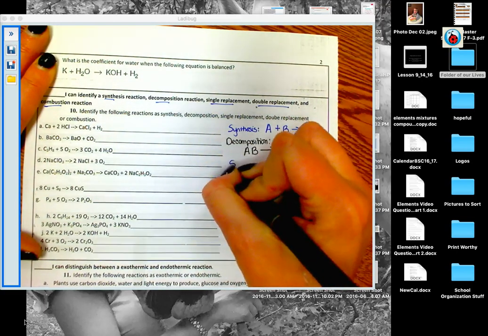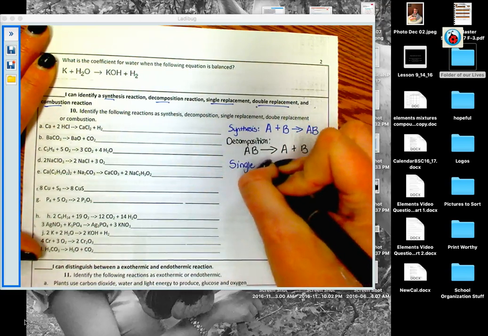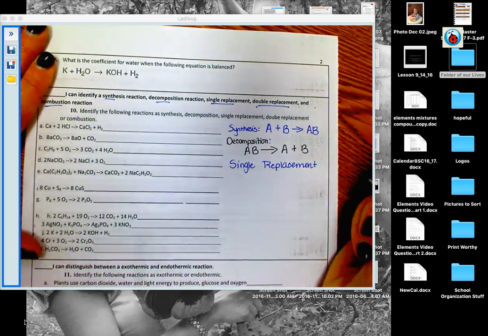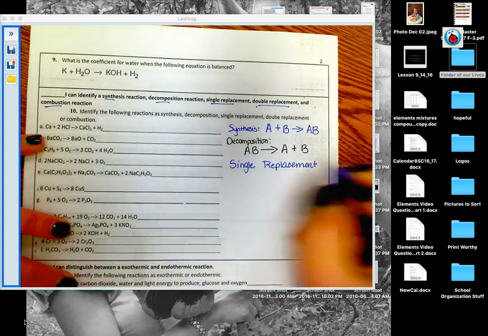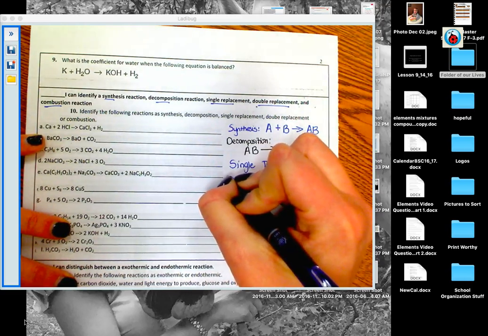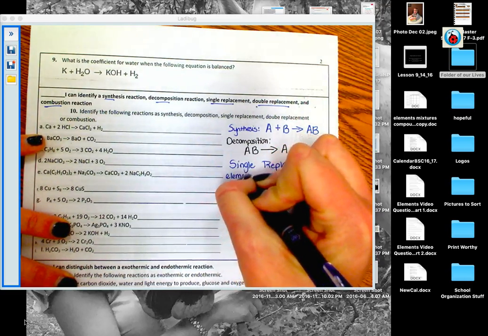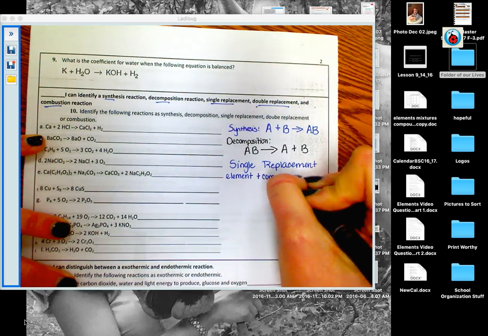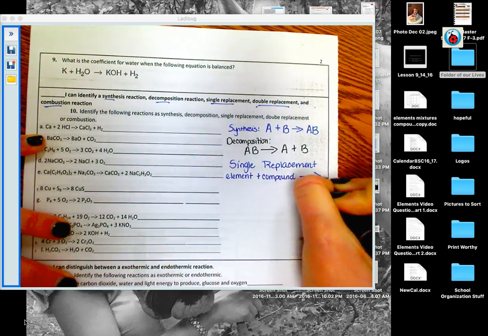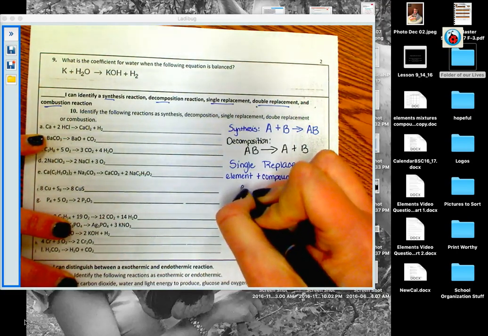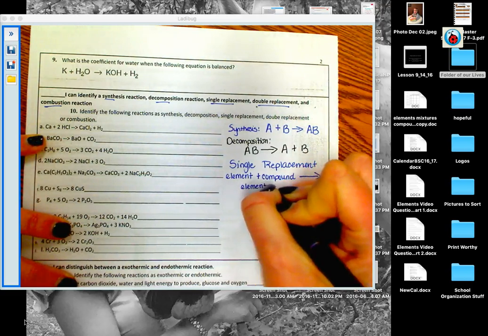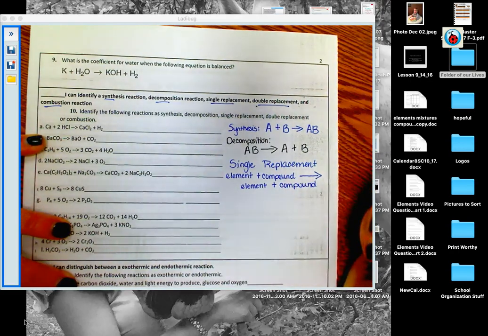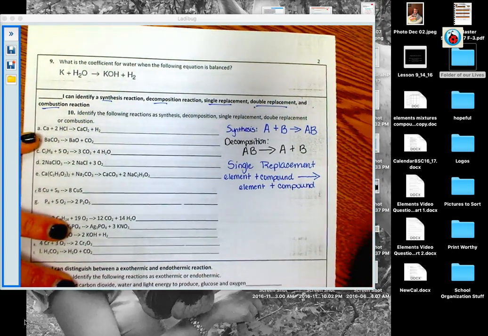For a single replacement, and I usually just write SR for single replacement, the easiest way to think about this is that it's got to be an element plus a compound. And then they get jumbled around during the reaction, and you end up with an element and a compound. Okay, and I'll give you an example of that in just a second.